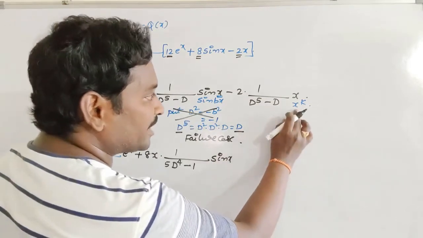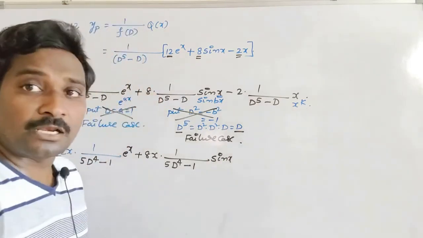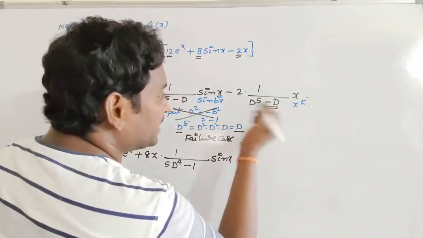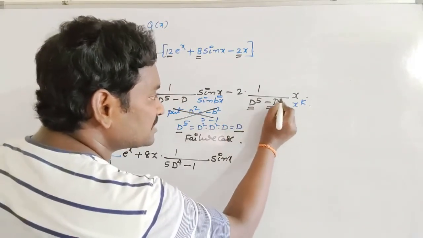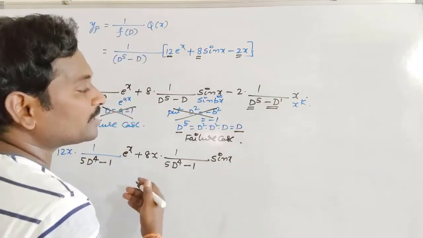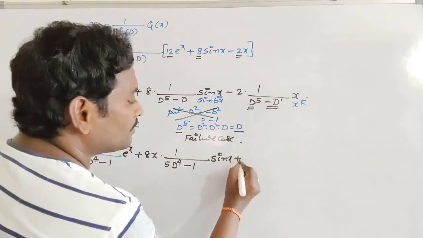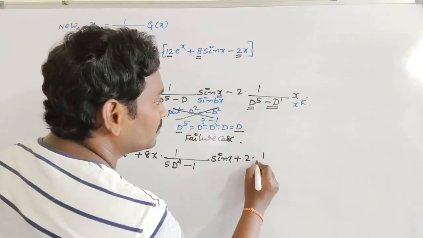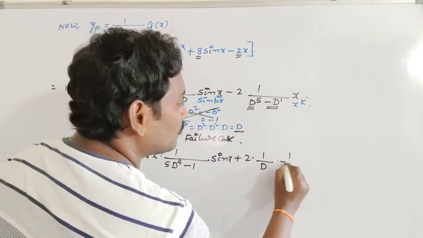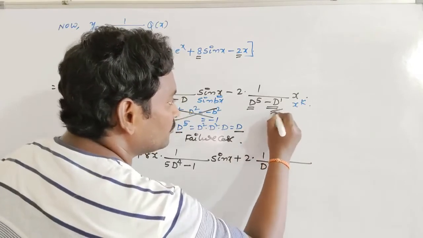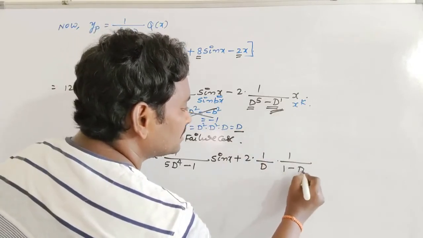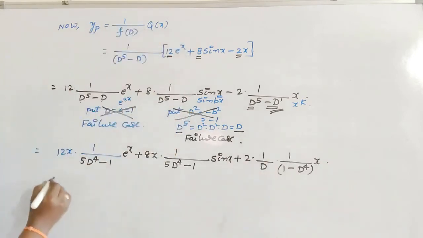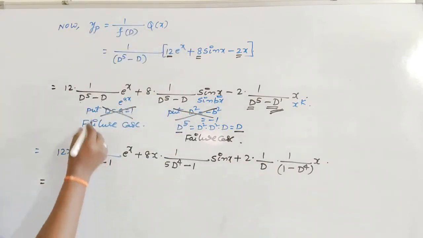Since it is in the x power k form, we have to take common out the lowest degree term from the denominator. What is the lowest degree term? Minus D. This is the 5th degree term, this is the 1st degree term. So take common out the minus D from the denominator. So minus already is there, so minus of minus plus 2 times 1 by D into 1 by 1 minus D power 4, whole into x. Now you can follow the rule.